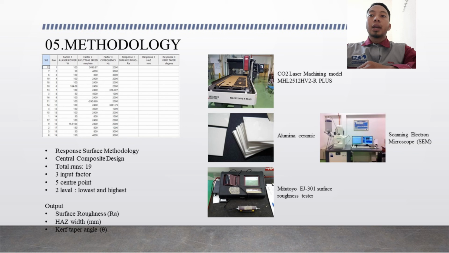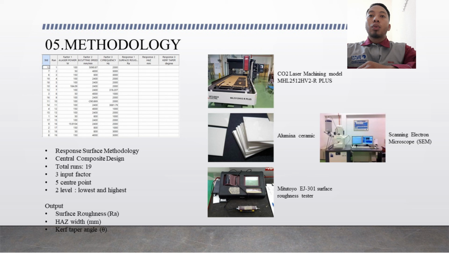The total run that has been generated is 19 runs with 3 input factors, 5 center points, and 2 levels, that is lowest and highest. And the outputs that need to be measured are surface roughness, heat affected zone width, and kerf taper angle.